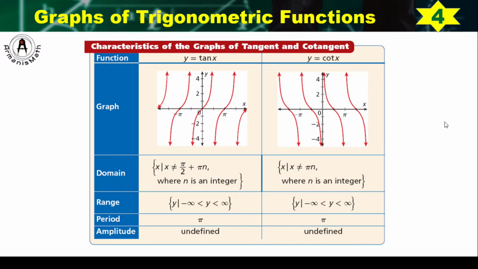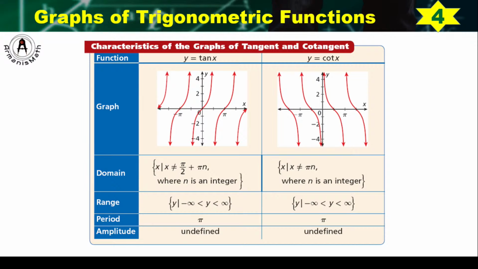Can somebody tell me what's the definition of tangent? What's the definition of tangent? Opposite over adjacent. So obviously, if you have an adjacent of 0, in this case we're going to deal with sine and cosine. So in terms of sine and cosine, what would tangent be?